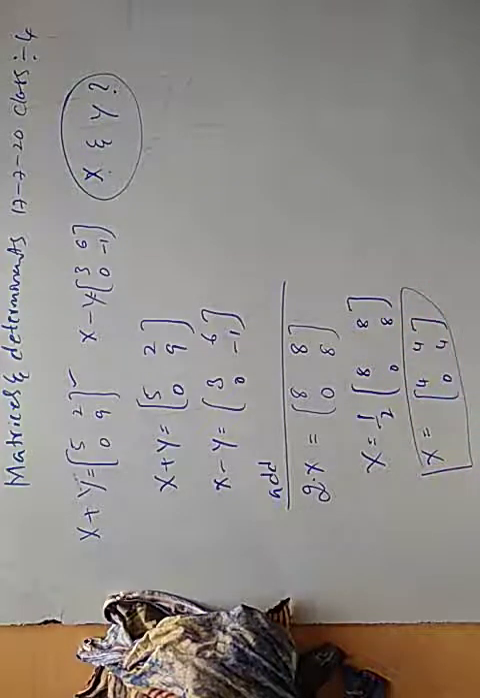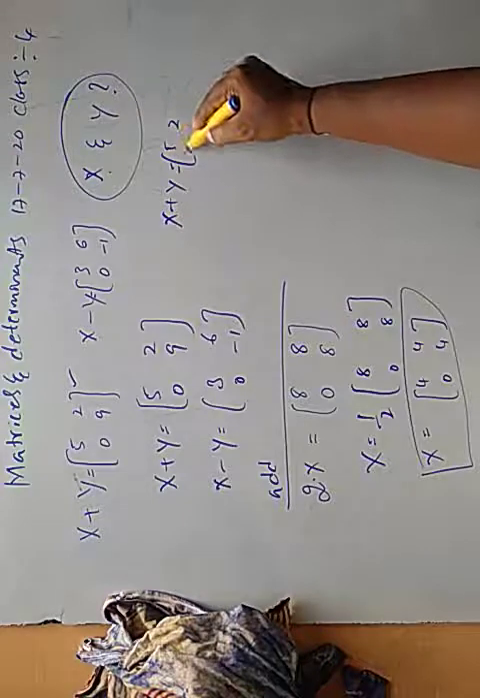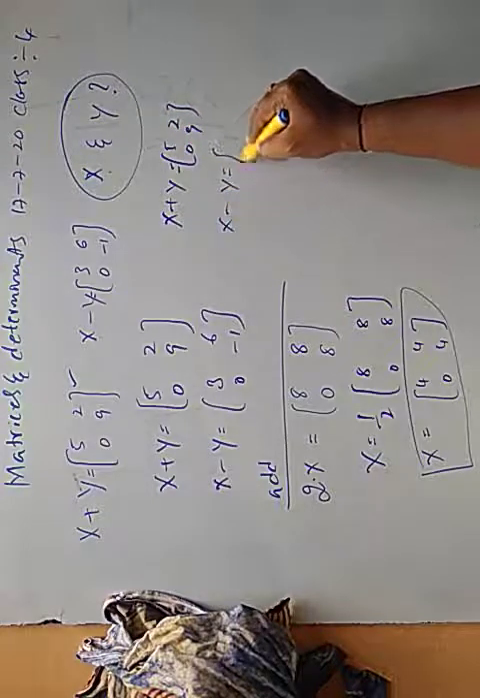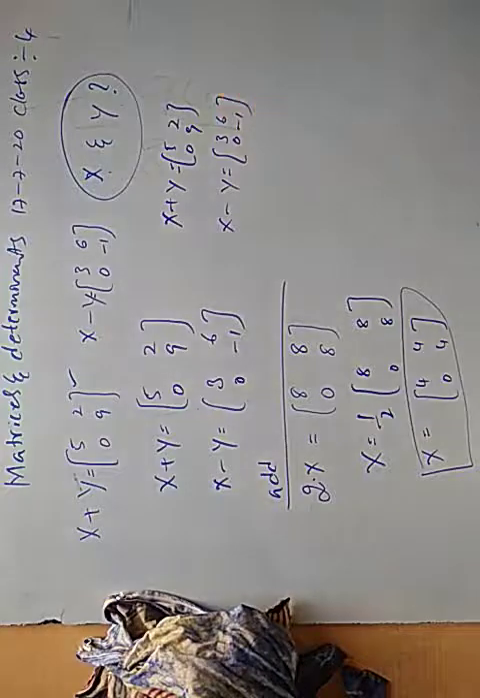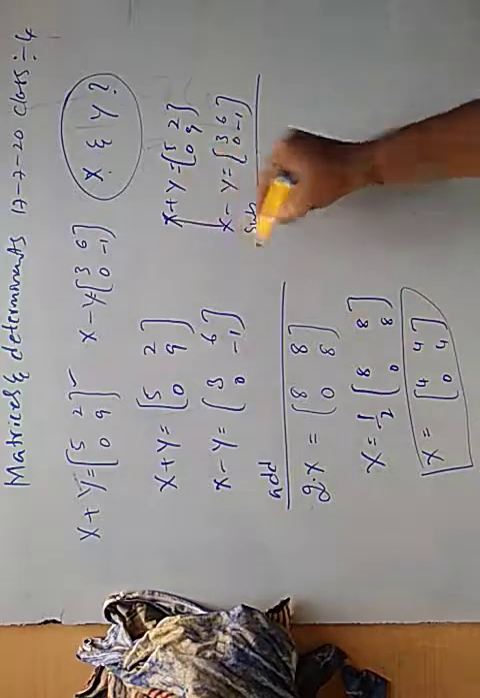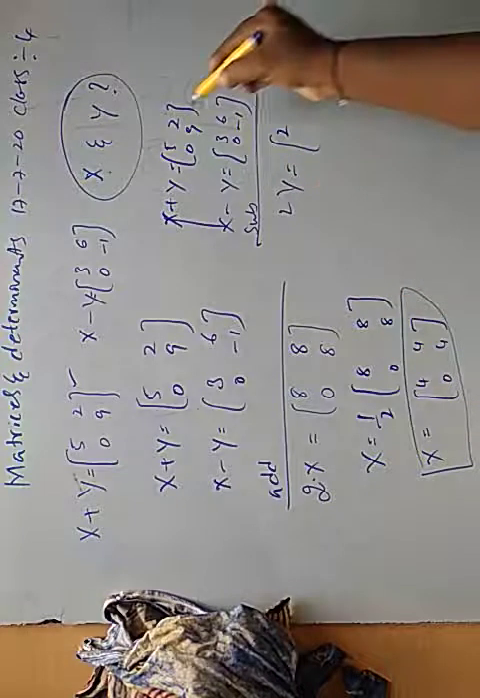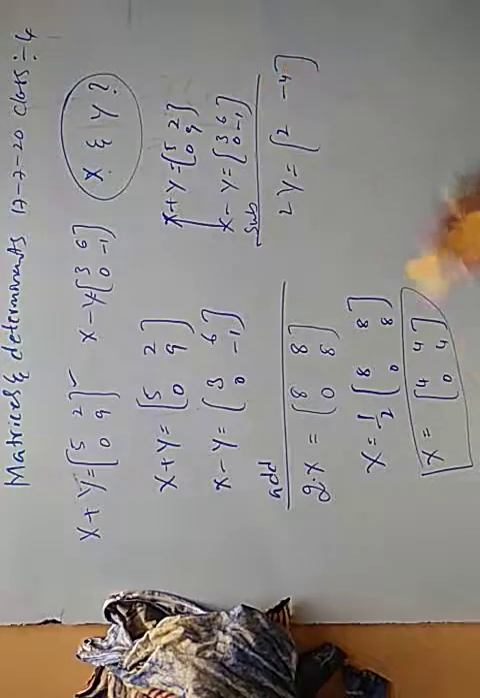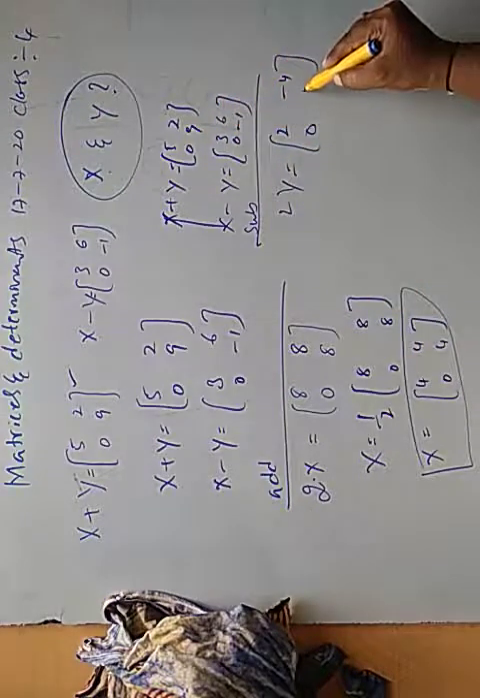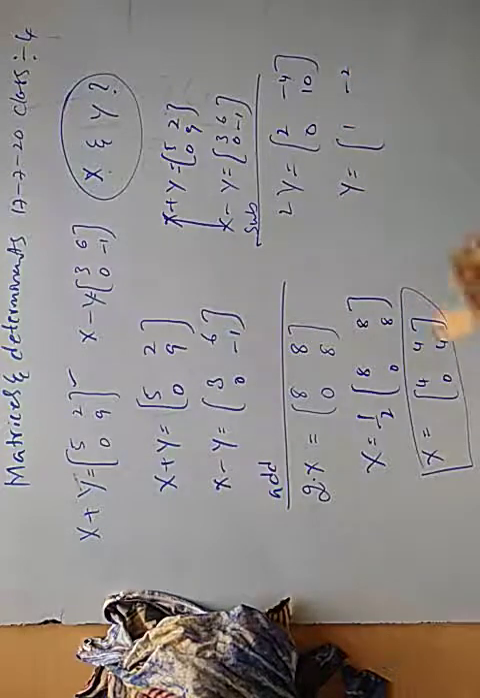Then to find Y, it is better to write the equations again. X plus Y is equal to 5, 2, 0, 9. X minus Y is equal to 3, 6, 0, minus 1. Subtract. We get X cancelled. 2Y is equal to: subtract. 5 minus 3, 2. 2 minus 6, minus 4. 0 minus 0, 0. 9 minus minus 1 becomes 10. So Y is equal to half of 2, minus 4, 0, 10.